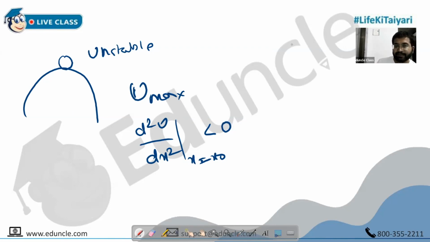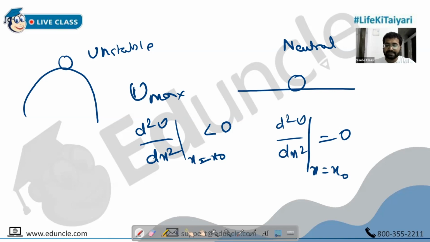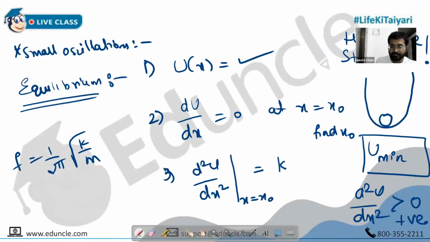And when it comes to the neutral equilibrium, it is something like this on a straight floor. But here the value of d square u upon dx square is equal to 0. This happens at neutral equilibrium at x equals to x naught. Any questions, anyone? Okay, let's take a random question on this. Do you have any questions? Please ask.